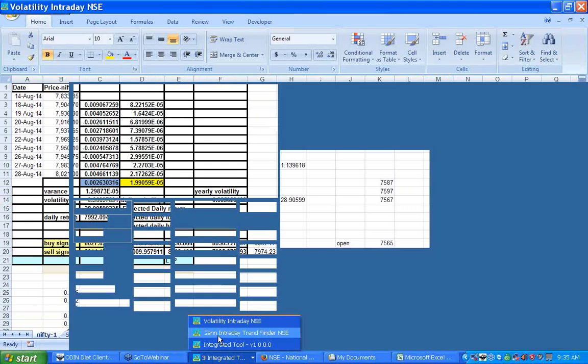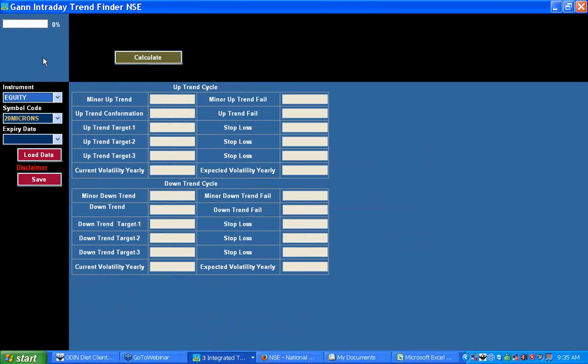So let me move to the two tools I am going to demonstrate to you today. One is a trend finder tool we have devised using the Gann angle, which will estimate the volatility on a real-time basis, and it can give you the levels in real time. So I'm just loading the 25th September data for Nifty. I just want to estimate the trend for the day.